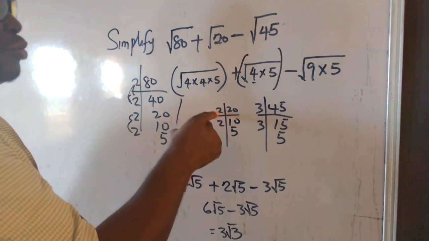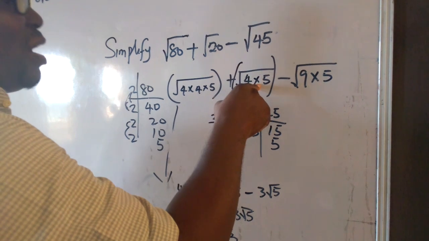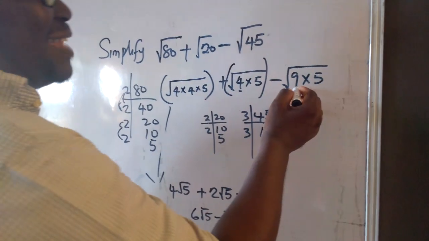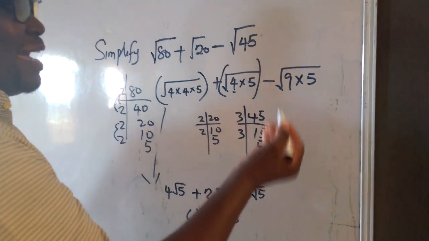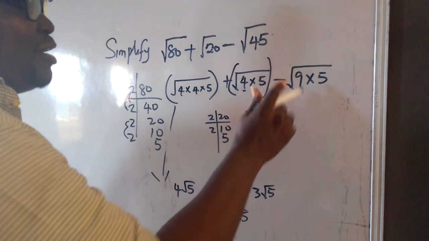20 will give me 2 in 20, 10, 2 in 10, 5. It will give me 4 times 5. And minus 9 times 5. How did I get to 9? 45, I split 45. 3 can go, gives me 15. 3 can go, gives me 5. So that gives me 3.